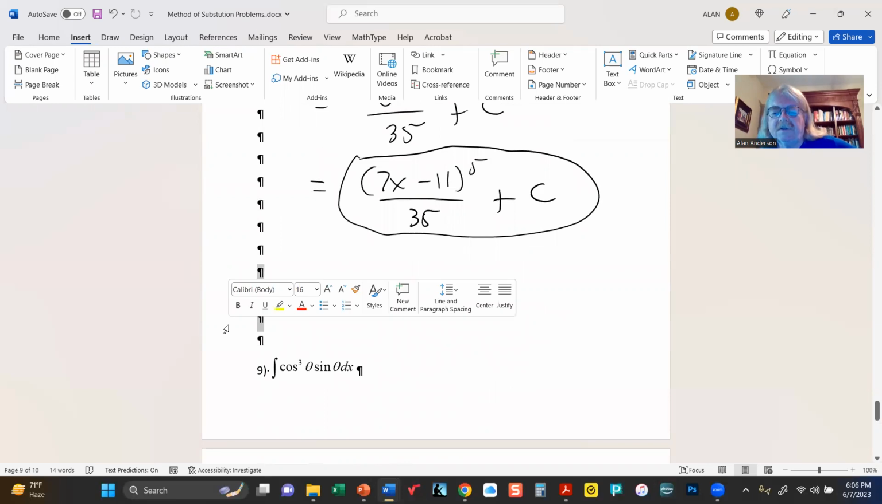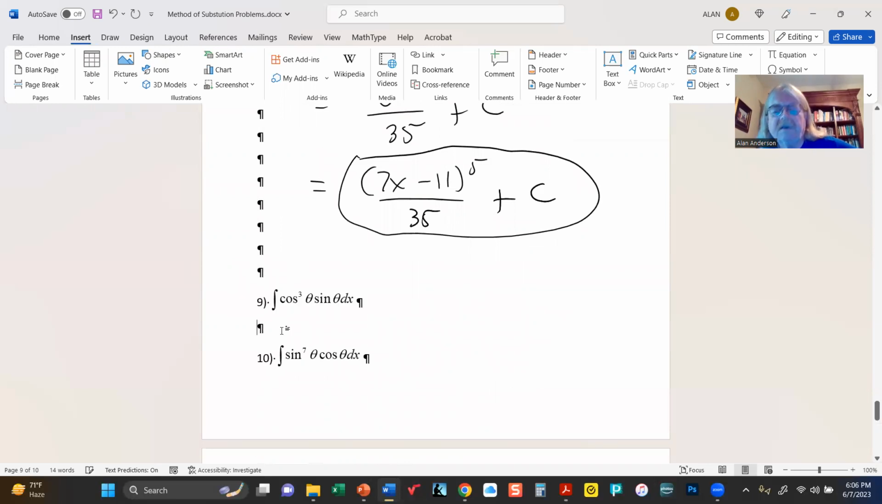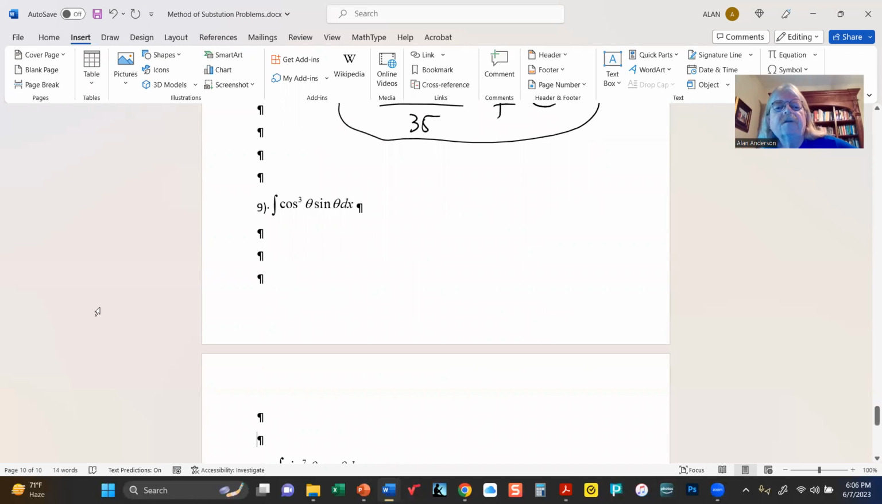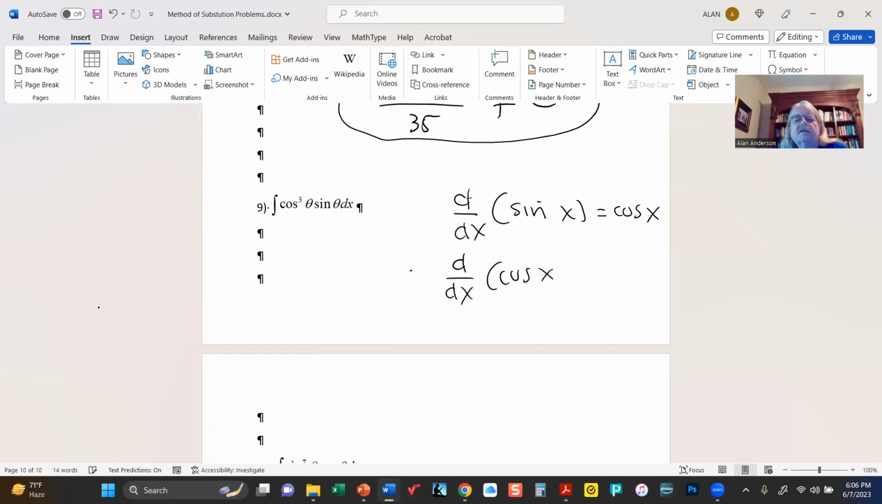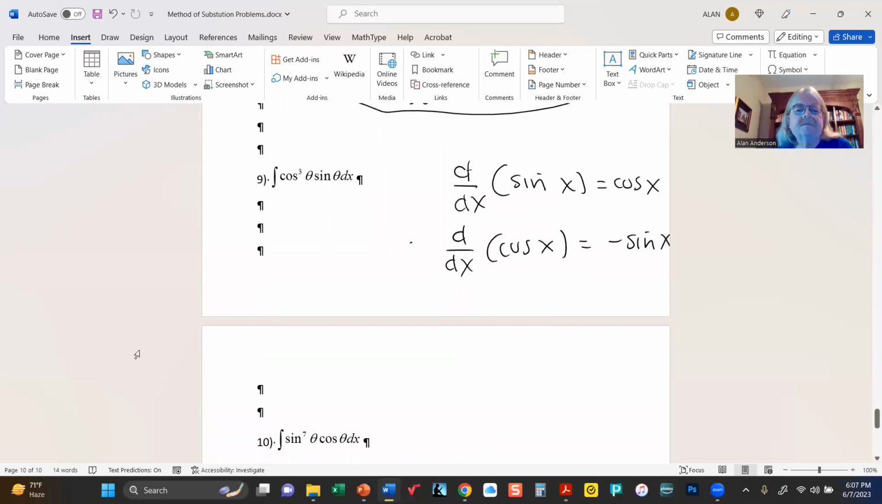Now, here's where it gets interesting. All of a sudden, we've got these trig functions. So what we have to do is quickly remind ourselves that the derivative of sine x is the cosine of x. The derivative of the cosine of x is negative sine x. With that in place, we should be able to use the u substitution method. So here's what we'll do.